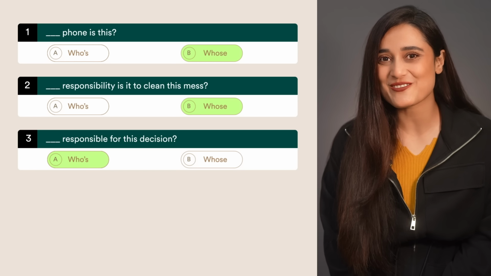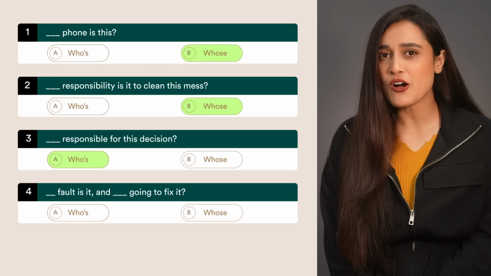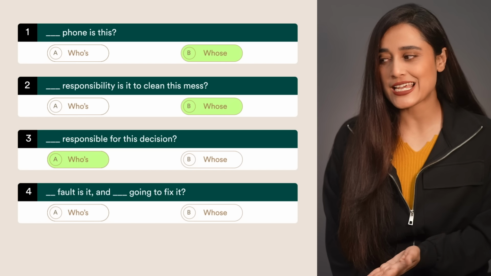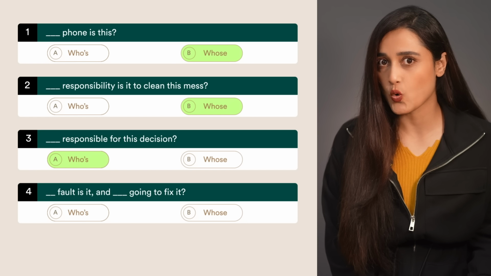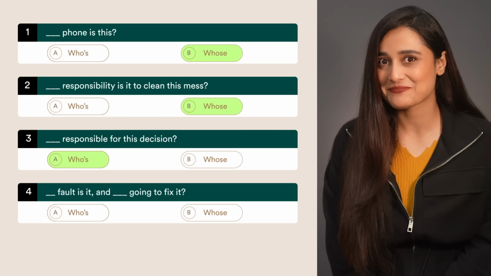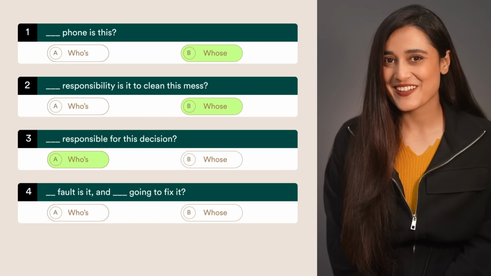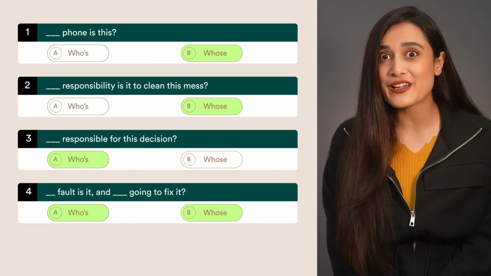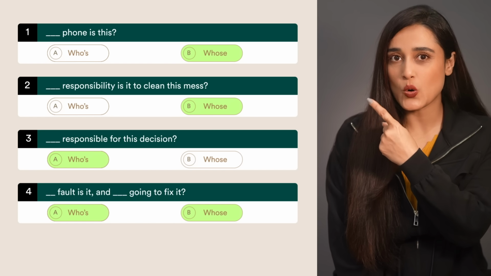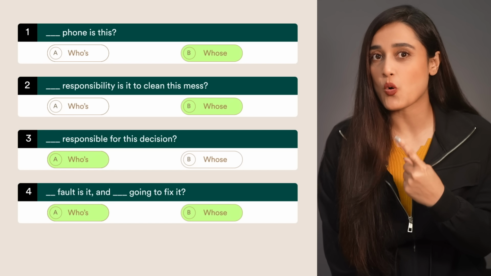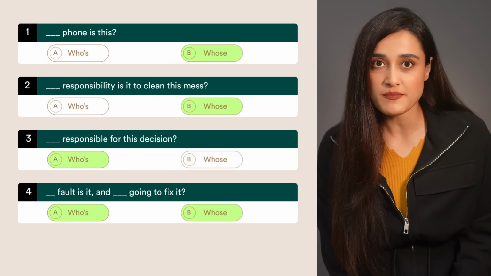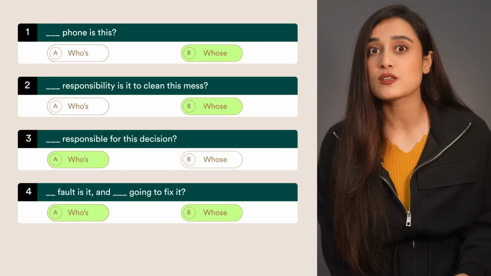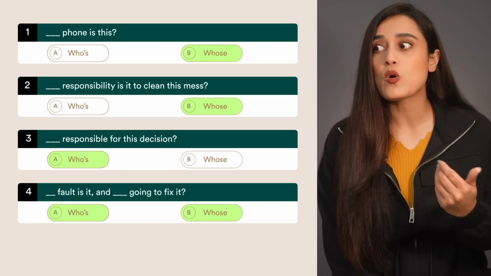Who's, with apostrophe. Alright, last one. Dash fault is it and dash going to fix it. Whose? Who's. Whose fault is it and who is going to fix it? Now, this whose, which is WHOSE, shows ownership, and who's with apostrophe is who is or who has.